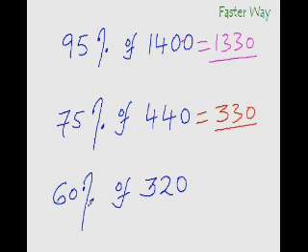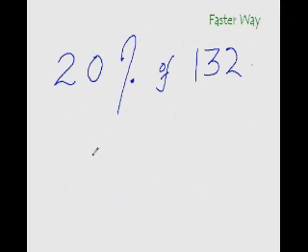60%. 60% is nothing but, right, 50% plus 10%. So 50% of 320 would be 160, and 10% would be 32. 160 plus 32 is 192. So this is the answer. Okay, so this is the last example. Quickly find out what is 20% of 132. 10% would be 13.2, and 20% would be double of that, that is 26.4.